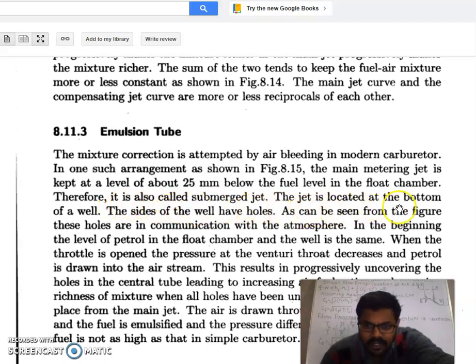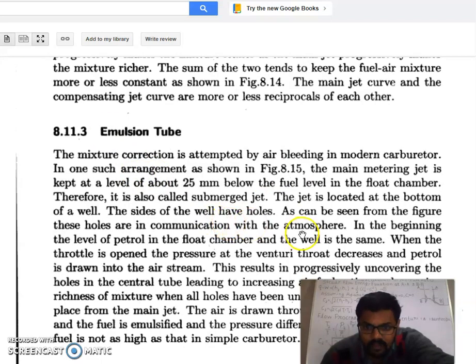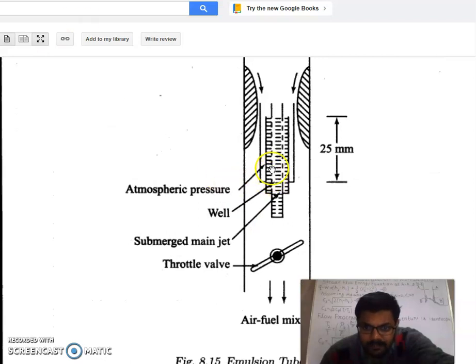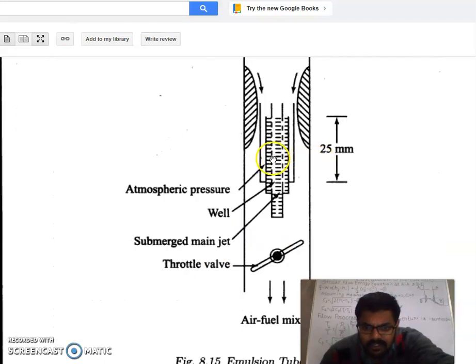The jet is located at the bottom of the well. So you can say this is your well, and your jet is located at this bottom place here. The sides of the well have holes. You can see holes present here. As can be seen from the figure, these holes are in communication with the atmosphere. You can say these holes are in direct contact with the atmosphere.